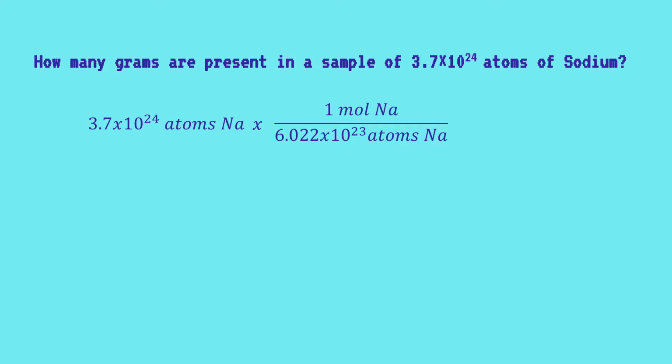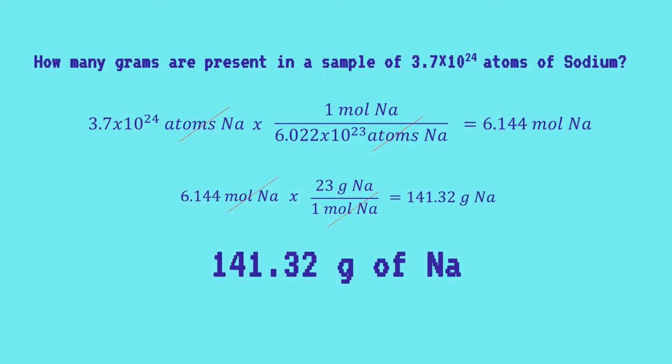So we can now cancel the unit atoms, and what we're left with are moles of sodium. And then we multiply it by the molar mass, and the molar mass of sodium is 23 grams. So the final answer is 141.32 grams of sodium.